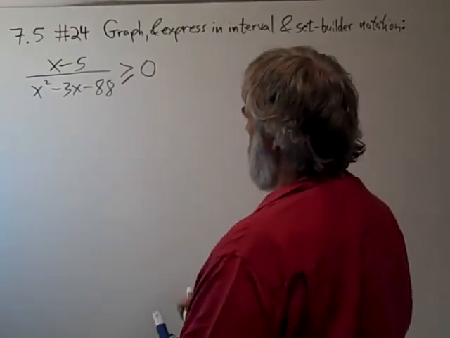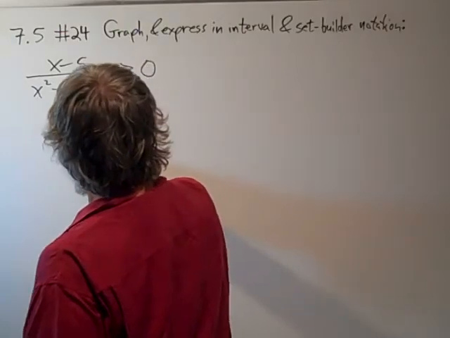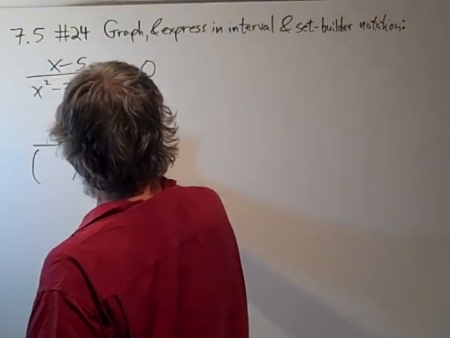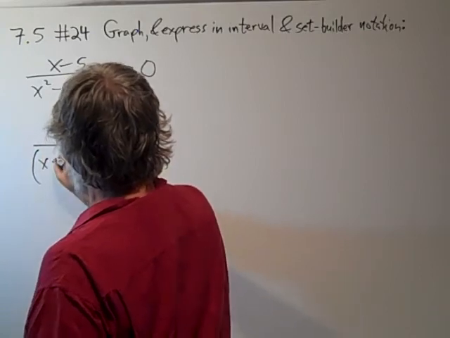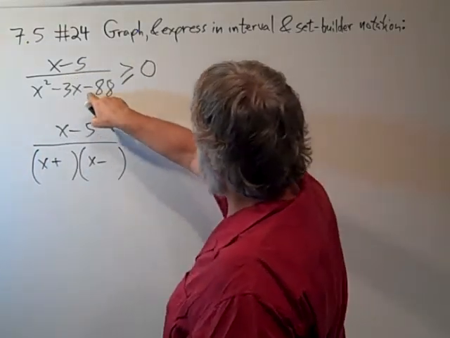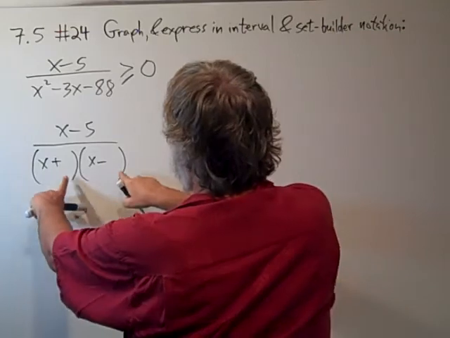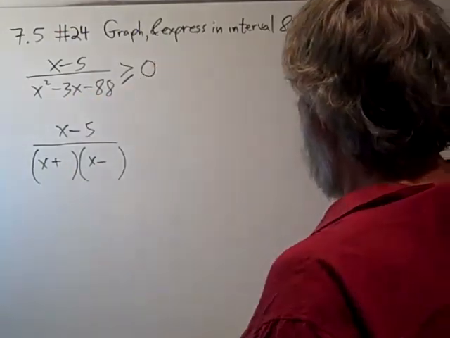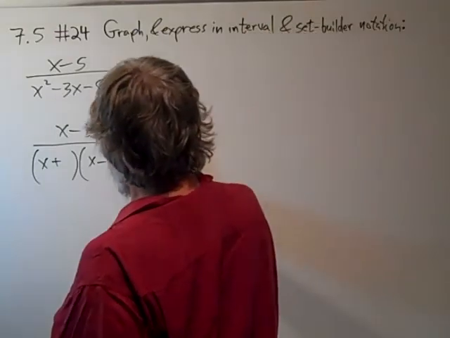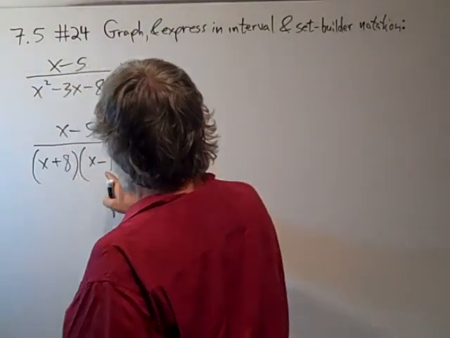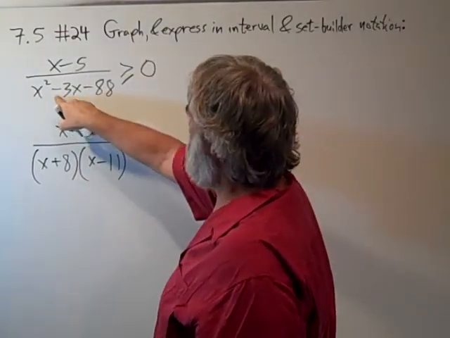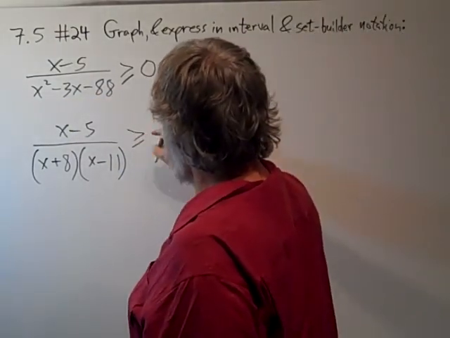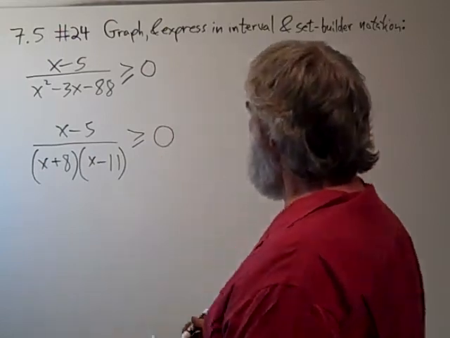First we need to factor the denominator here. We have to have a plus times a minus to get a negative on the end. And we're looking for two numbers whose product is 88 and whose difference is 3. 8 times 11 does the trick here. And the big number, the 11, goes with the negative because the middle term is negative. And so, we're wondering, when is this larger than or equal to 0?